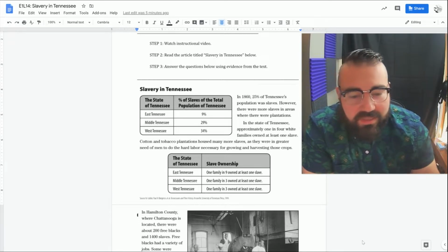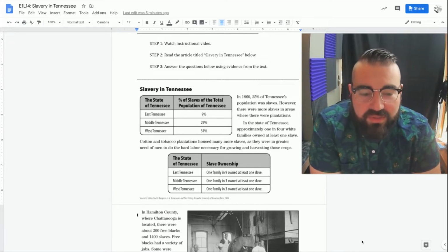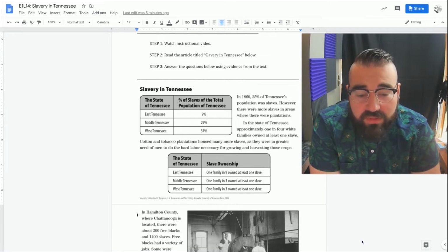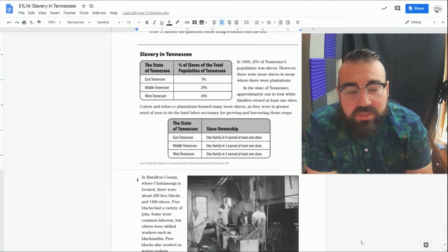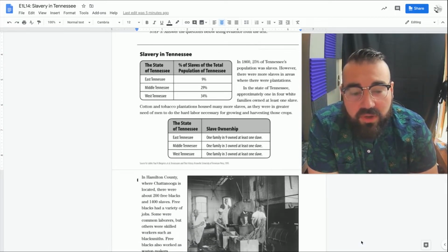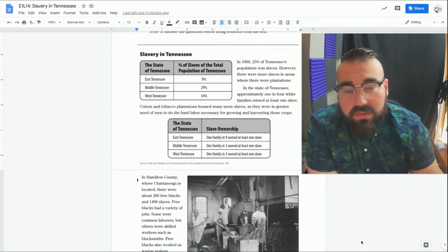So, slavery in Tennessee. In 1860, 25% of Tennessee's population was slaves. However, there were more slaves in areas where there were plantations. Hint, that's a question. In the state of Tennessee, approximately 1 in 4 white families owned at least one slave. Cotton and tobacco plantations housed many more slaves, as they were in greater need of men to do the hard labor necessary for growing and harvesting those crops.